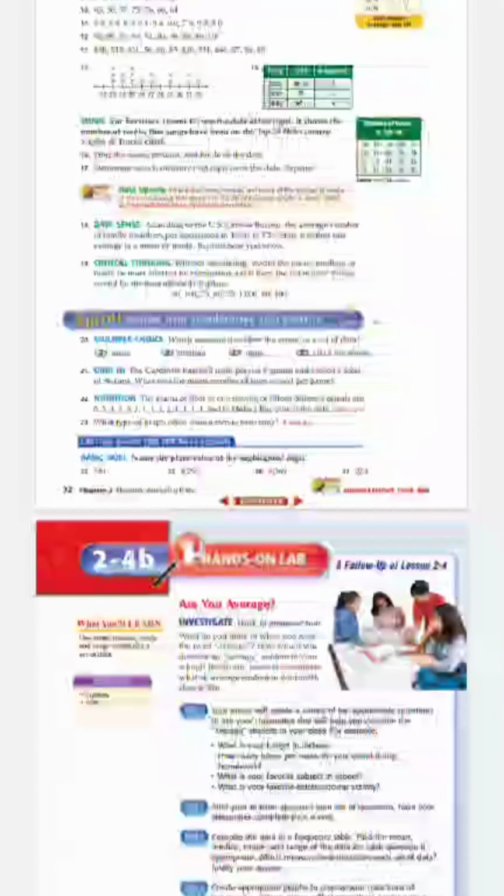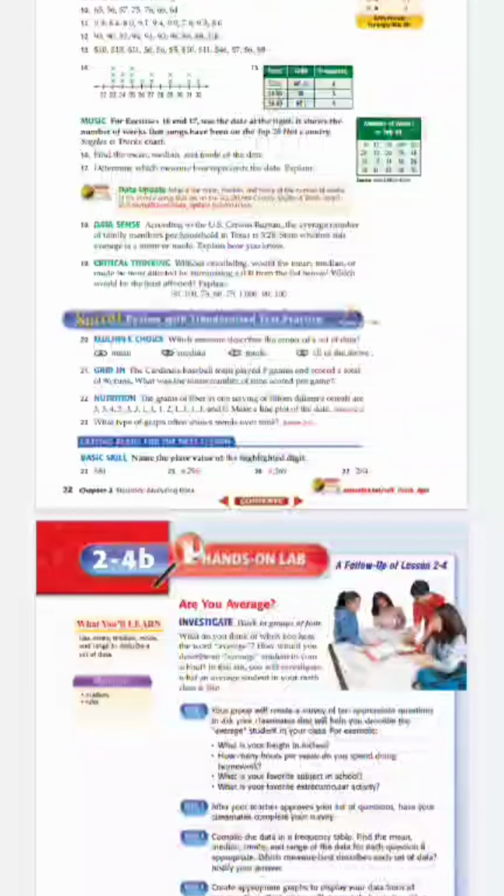Practice and application. Find the mean, median, and mode for each set of data. Round to the nearest tenth if necessary. 10. 65, 56, 57, 75, 76, 66, 64.